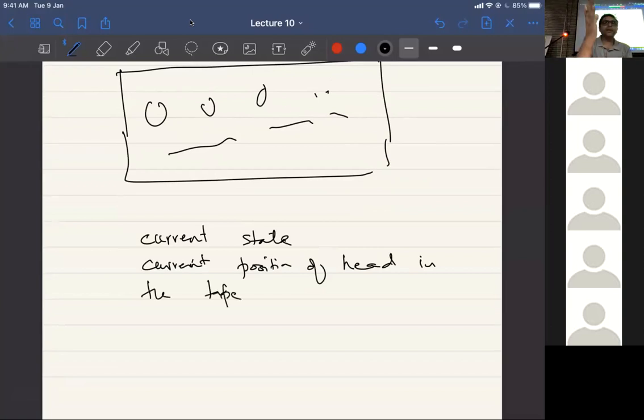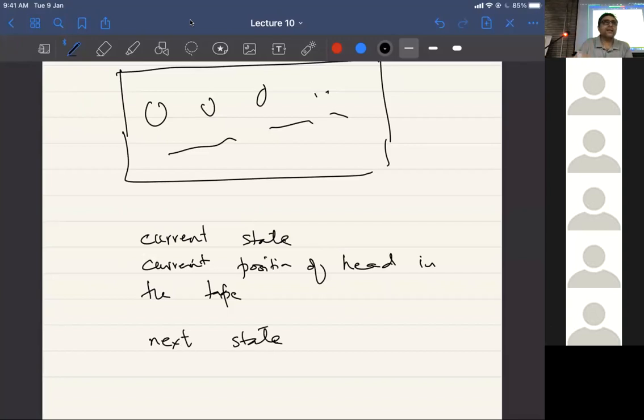Is the tape pointing to the first block or the second block or the fifth block or whatever block? So it has to know the current state of the machine. It needs to know what is the position of the head on the tape, right? So it needs to know what block. And together with this information, we also need to know what is the next state. If we know the transition function, we should be able to find out the next state.